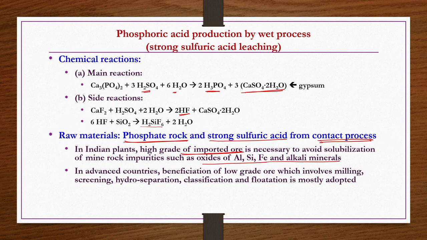In advanced countries, they take even a low grade ore and further improve its purity by going through several beneficiation processes, which include milling, screening, hydro separation, classification and flotation.